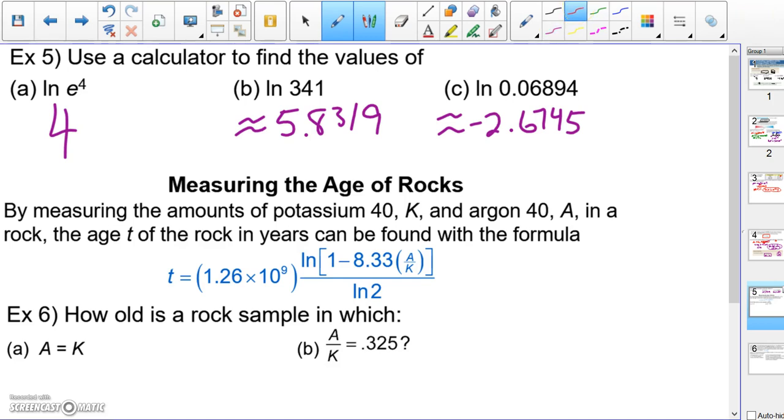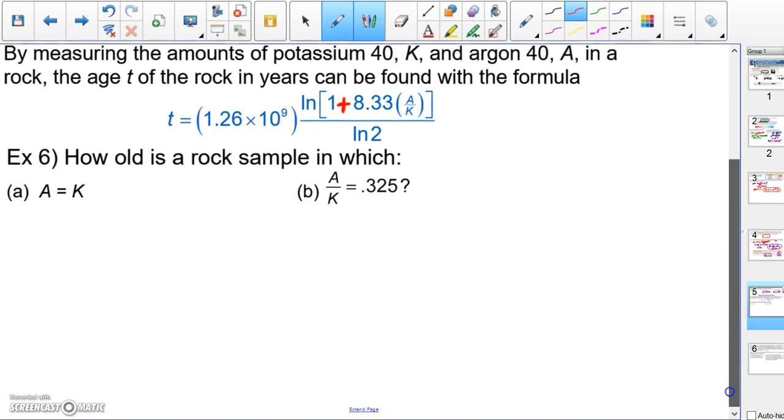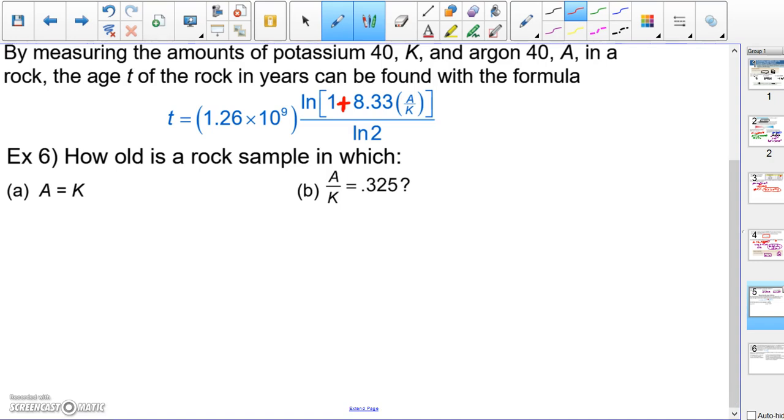Okay, measuring the age of rocks. By measuring the amounts of potassium 40, it's K, and argon 40, A, in a rock, the age T of the rock in years can be found with this formula. Now you need to notice I made a typo in this, okay? This minus sign right here should really be a plus sign. So make sure you change that, otherwise you're not going to get the right answers. It's mainly just a calculator question, but let's make sure we can plug that in correctly.